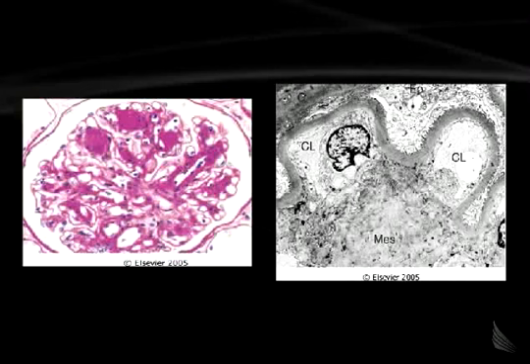You can see on the left that there's deposits within the basement membrane and proliferation of this mesangial matrix, which leads to the problems in diabetic nephropathy.